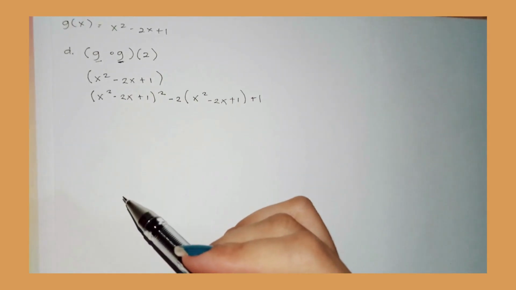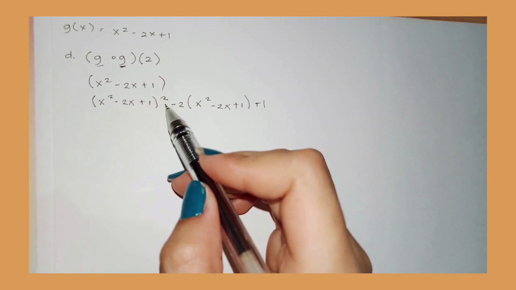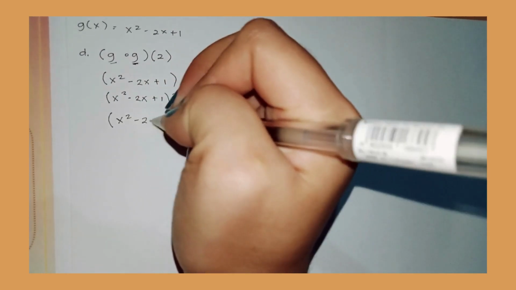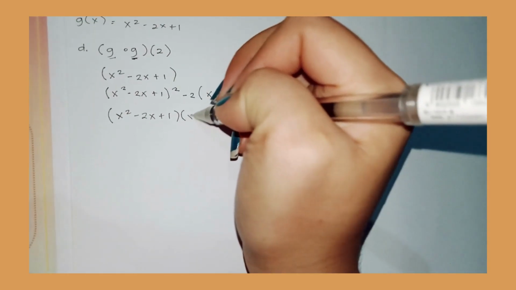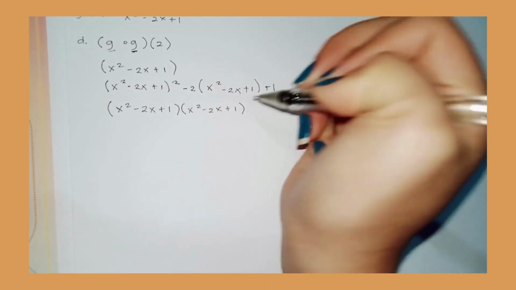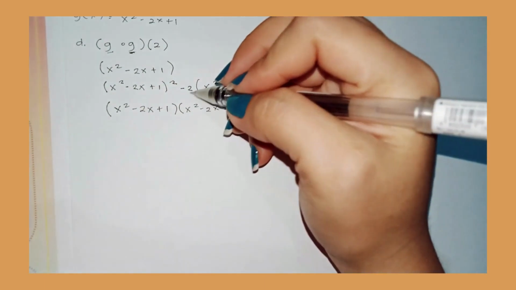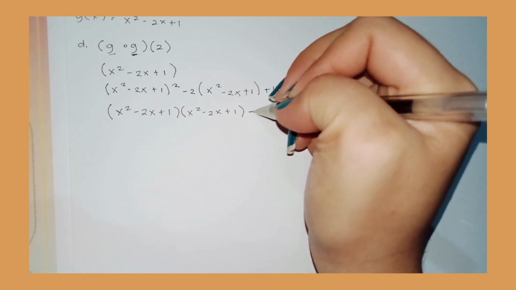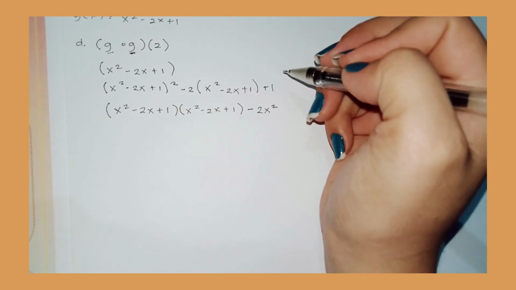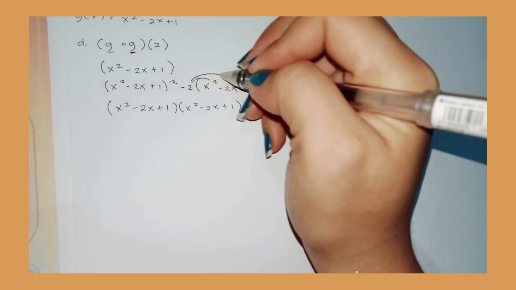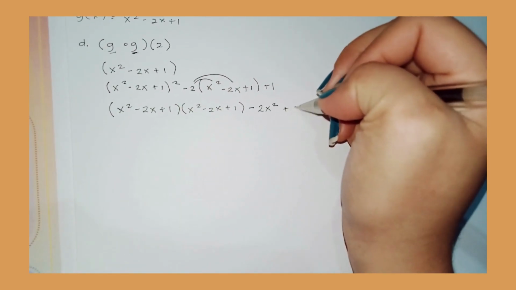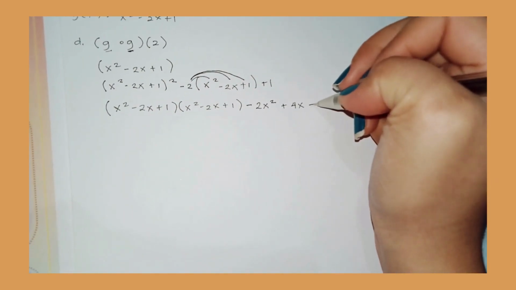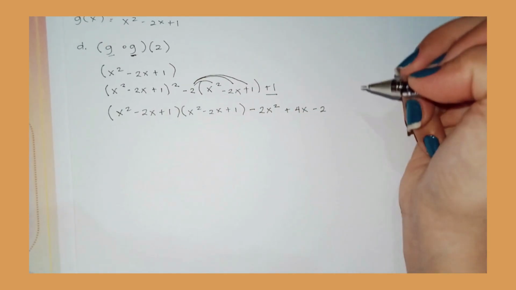Next, we need to simplify this one. Yung squared, meaning dalawa. So, yung gagawin ko dito, gagawin ko siyang dalawa. X squared minus 2x plus 1. X squared minus 2x plus 1. Next, ito naman, imumultiply ko or i-distribute ko. Negative 2 times x squared, that is negative 2x squared. Negative 2 multiply to negative 2x, that is positive 4x. And then negative 2 multiply to 1, that is negative 2. Then copy plus 1.